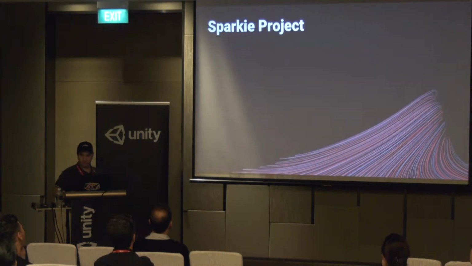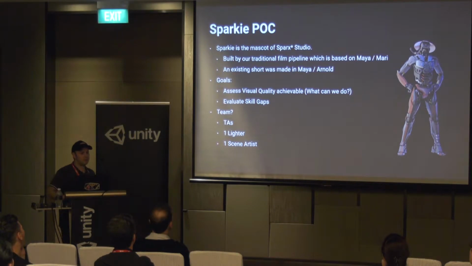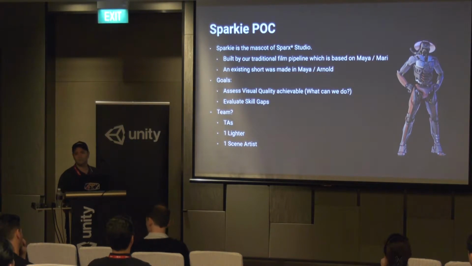I want to talk about the project that we did. Sparky was a project that we did starting about the middle of the year. Sparky, whom you see there, is the mascot of our studio. It was built in a traditional film pipeline, the same pipeline that we would use to build an X-wing for Star Wars, or a spaceship for Thor.